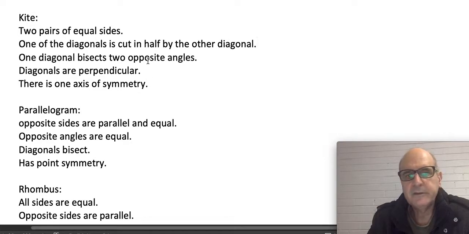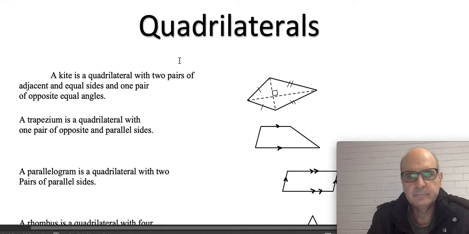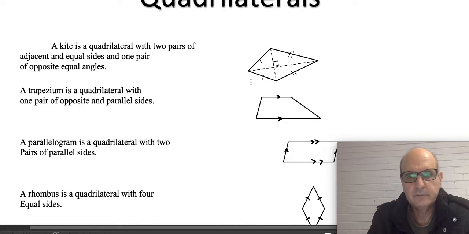One diagonal bisects two opposite angles. So as you can see, this large diagonal cuts this angle into two equal angles, and also cuts this angle into two equal angles. So this angle is equal to this angle, and this angle is equal to this angle. So this large diagonal cuts both angles of the kite into two equal angles.